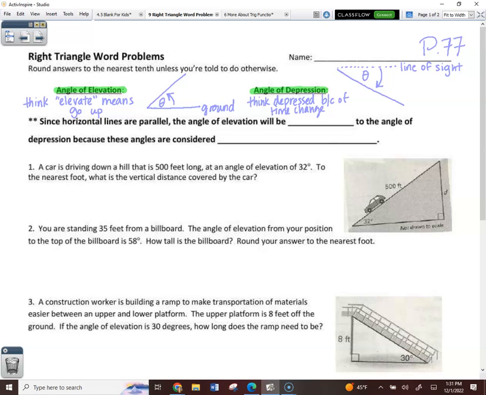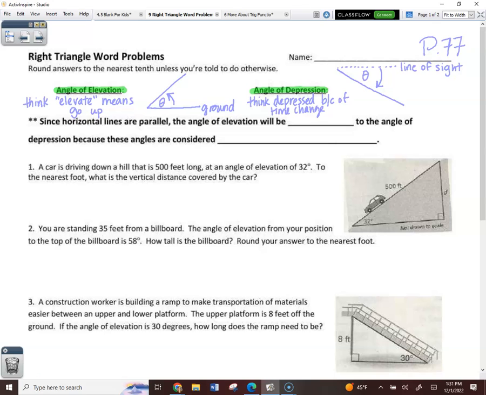Okay, so now here's a really cool relationship. You might be thinking, oh, she's teaching two new things. You got angle of elevation, you got angle of depression. There actually is a relationship between them. What do you notice about the ground I drew and the line of sight at the top?